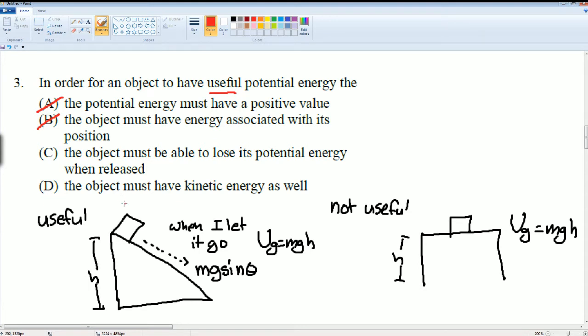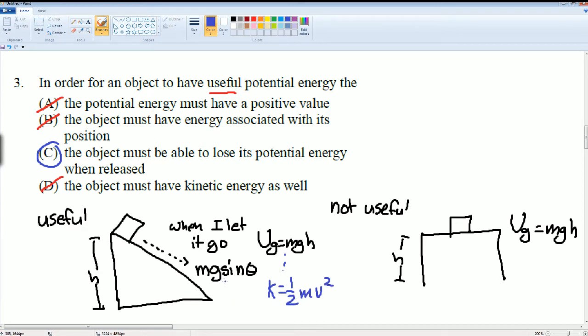The object must have kinetic energy. This object has no kinetic energy. I just let it go. It gains kinetic energy, but it never had kinetic energy at the start, but it's still useful, right? So that's wrong. The correct answer is this. The object must be able to lose its potential energy when it's released. Once I let this block go, the mgh gets converted to 1 half mv squared.